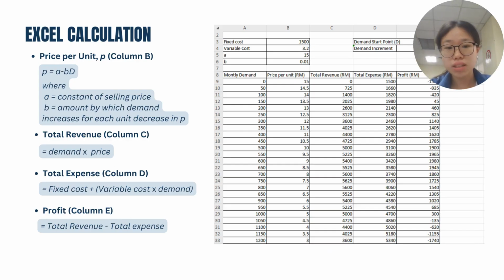Next part is about the Excel calculation method to calculate profit for a range of demand values, which is shown in column A. Price per unit is then calculated in column B by using the equation P equals A minus B times D, where A is a constant of selling price, while B is the amount by which the demand increases for each unit decrease in price. Total revenue, shown in column C, is the product of demand and price. As for total expenses in column D, it is calculated as the sum of fixed costs with the product of variable cost and demand. The profit in column E is the difference between total revenue and total expense.